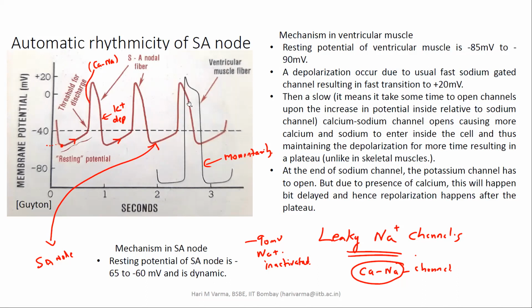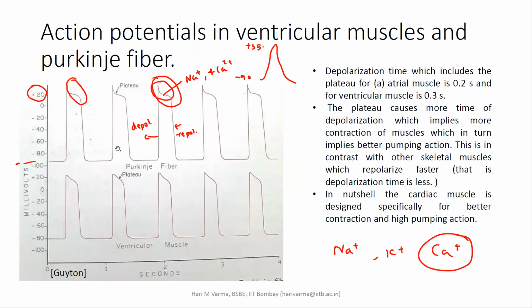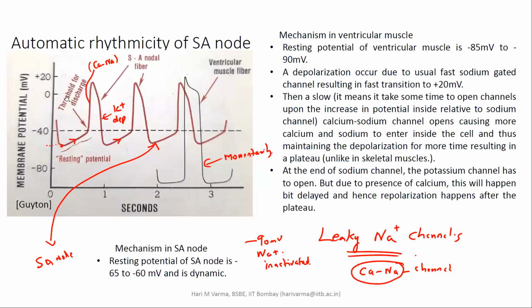And these action potentials are being transferred to the atrial muscles and the ventricular muscles, which will respond using the ventricular muscle action potential that we have seen here, right? So this SA node acts as an oscillator. Because of this leaky channel, it keeps producing these signals, right? And this causes the heart to beat. So when it stops, you are dead, right?